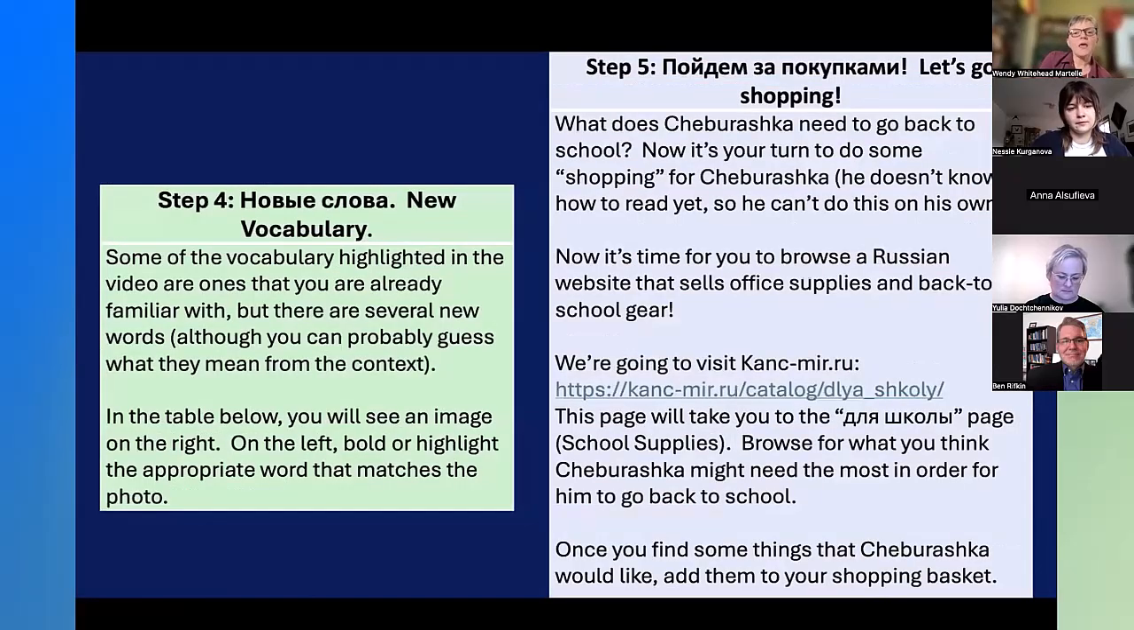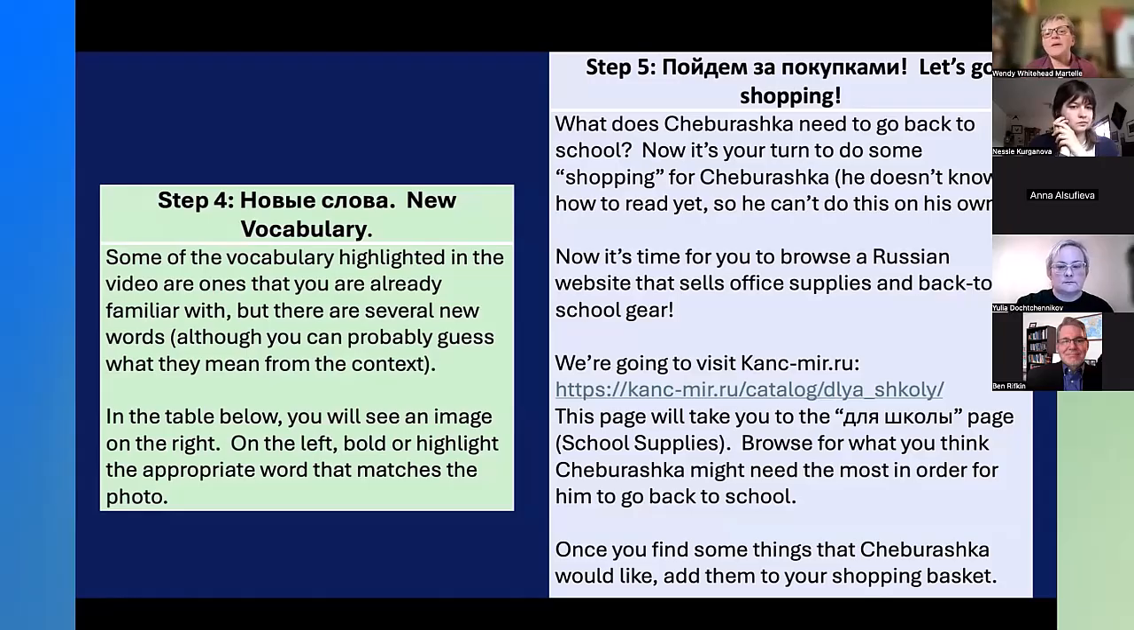vocabulary. And then I have them do a new vocabulary activity where I put a picture of the object, a back to school shopping object, and they identify what it is. It's like a multiple choice. They highlight the word based on the image.